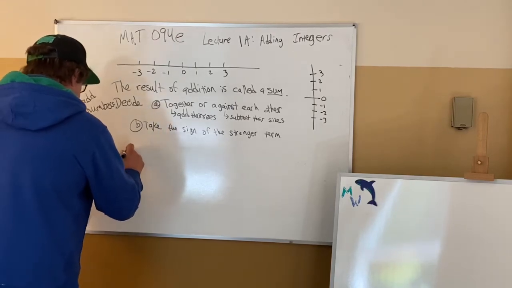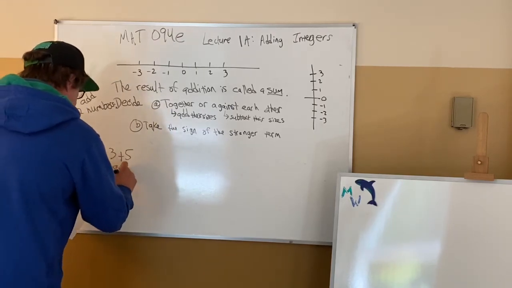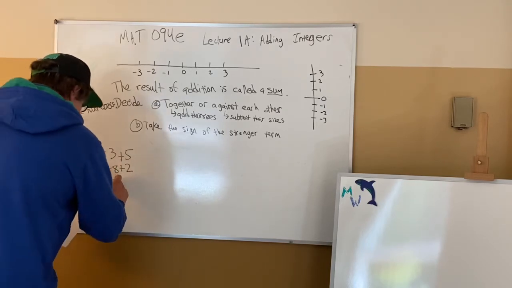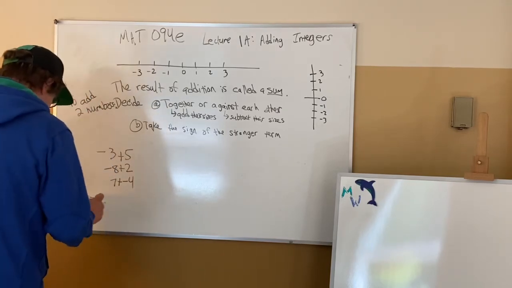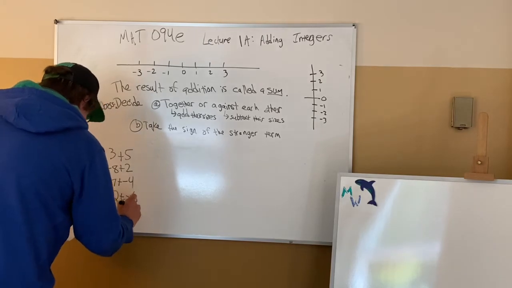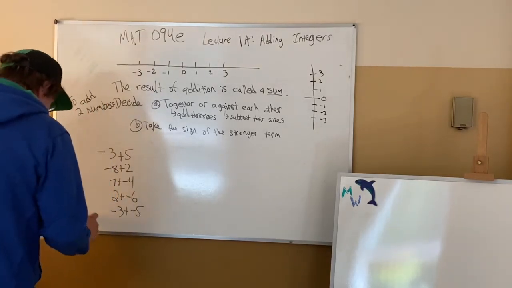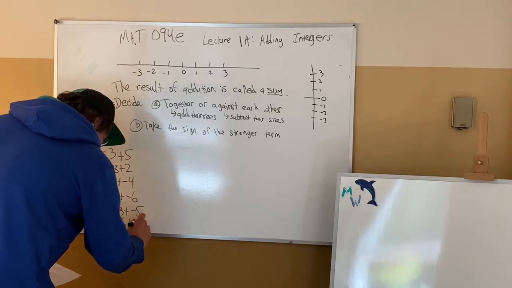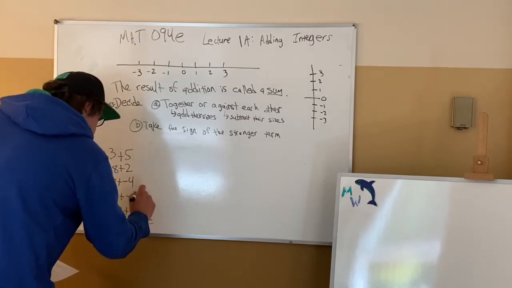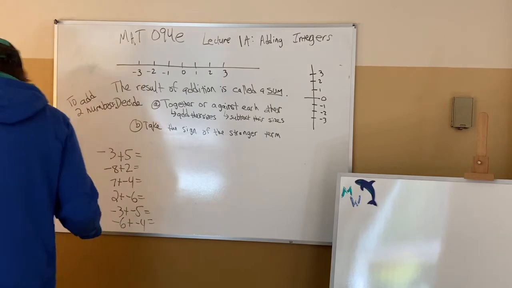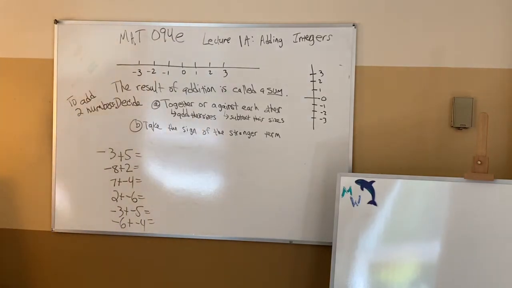-3 plus 5, -8 plus 2, 7 plus -4, 2 plus -6, -3 plus -5, and -6 plus -4. You need to get every single one of these right and not say, oh, I got the first 4 right, but I have trouble with the other ones, I better memorize the trick. That's not the deal here, okay?